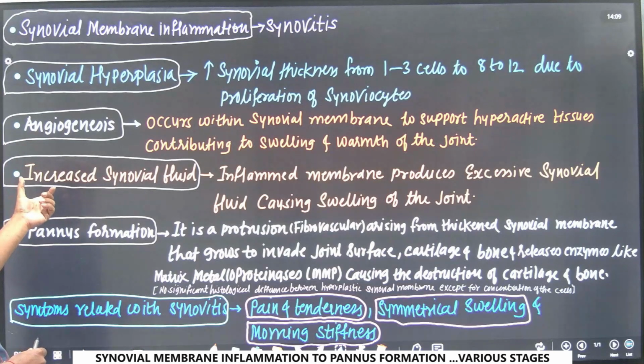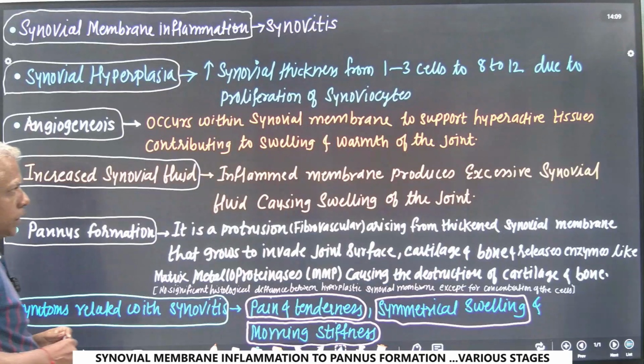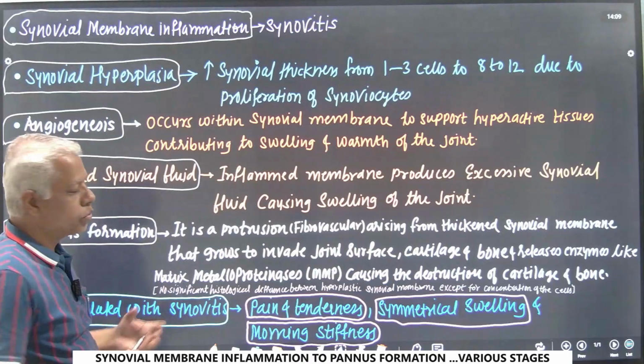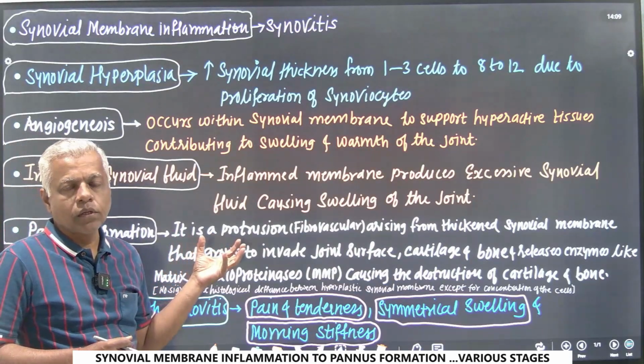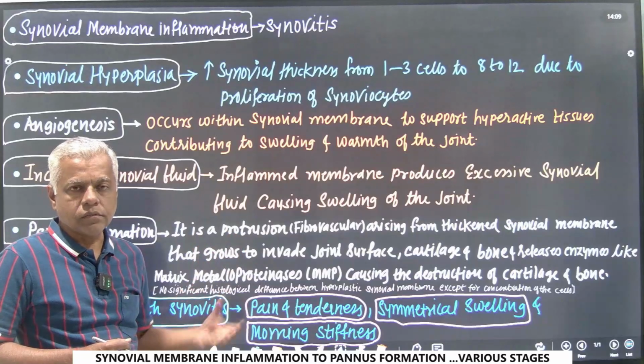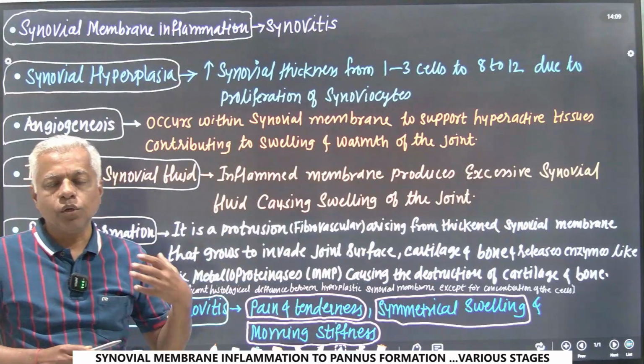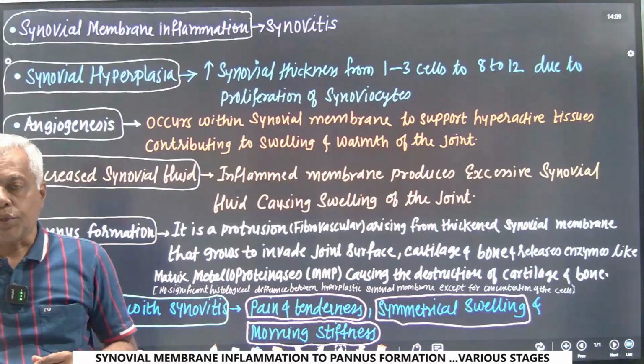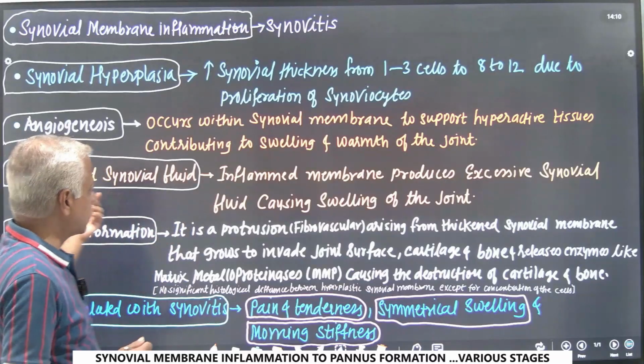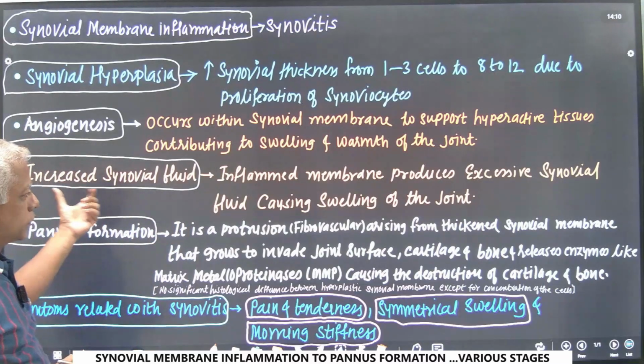Then next is an increased synovial fluid. This inflamed membrane produces excessive synovial fluid. So these cells are inflamed, and because of that they are secreting more and more synovial fluid, which is causing an increase in the amount of synovial fluid in the joint.